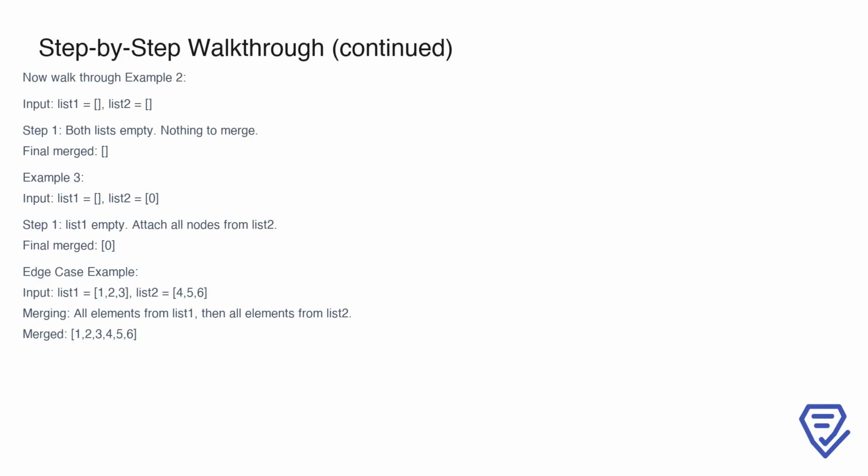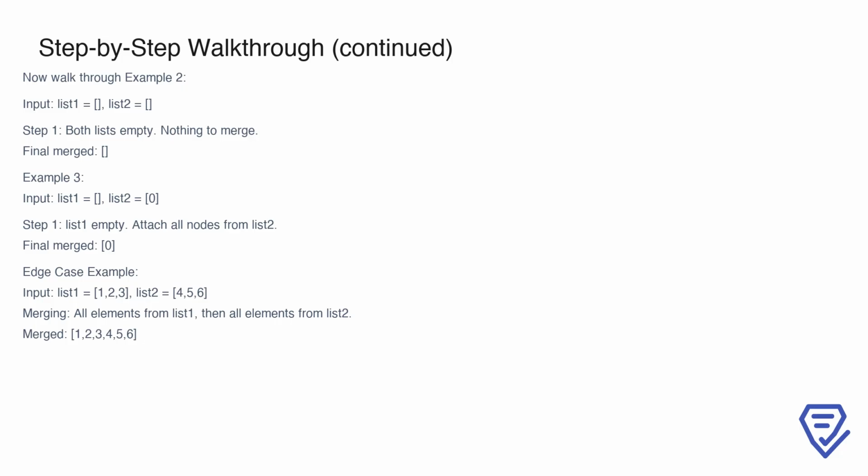Continuing our walkthrough with more examples from LeetCode problem number 21. In example 2, both input lists are empty, so the merging process immediately returns an empty list. In example 3, list 1 is empty and list 2 contains a single 0, so the merged list is just 0, copying all remaining nodes from list 2.